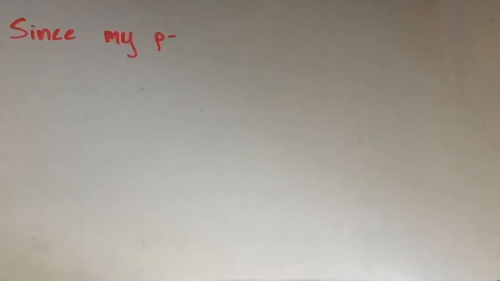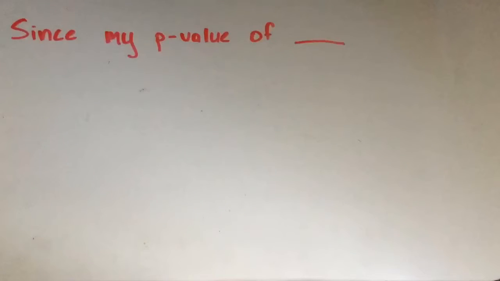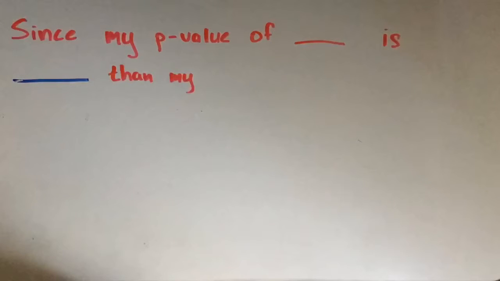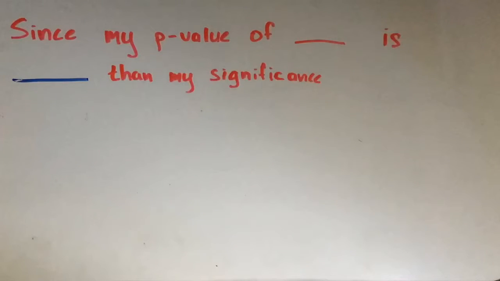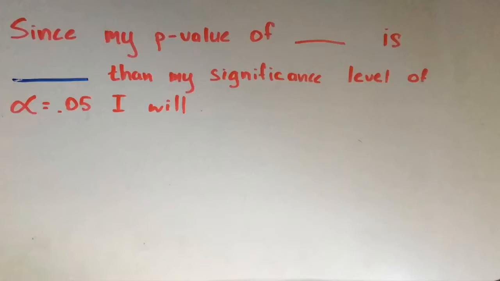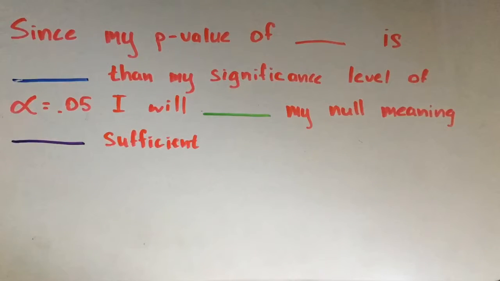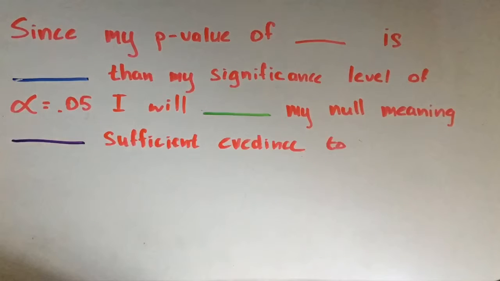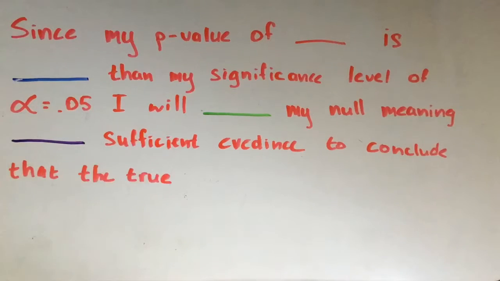The last and final step is to write the sentence. Since my p-value of blank, which will be your answer, is blank, which can be greater or less than, my significance level of alpha equals 0.05, I will blank my null. You can reject or fail to reject, meaning there is or is not sufficient evidence to conclude that the true mean blank is blank.